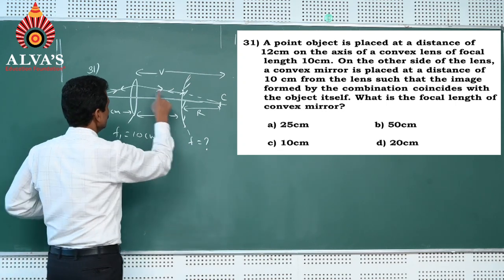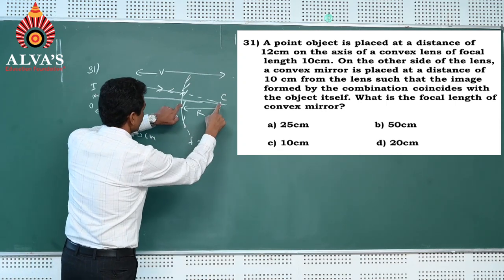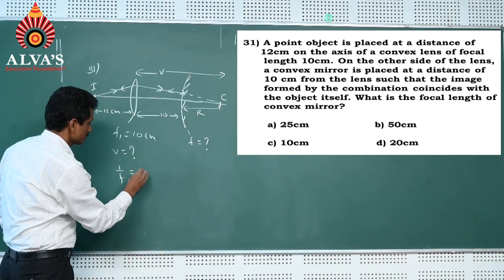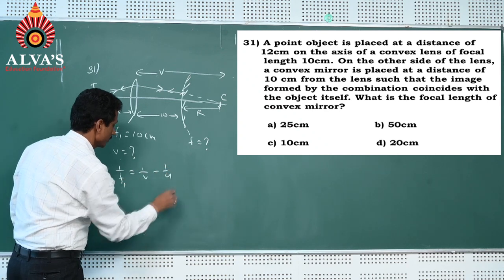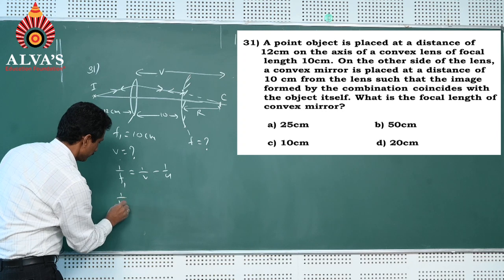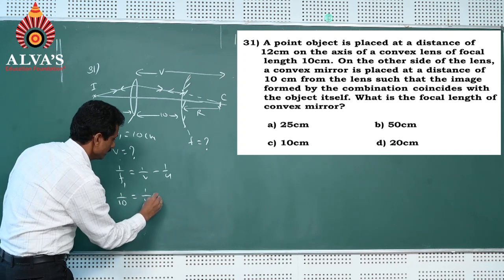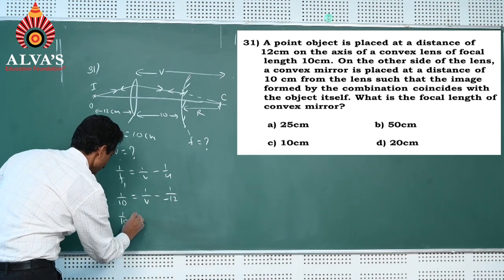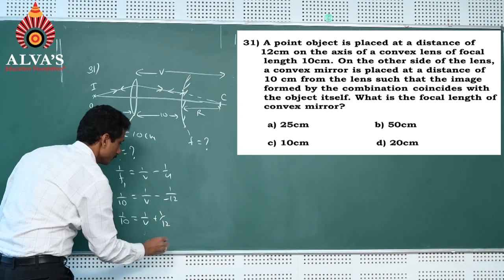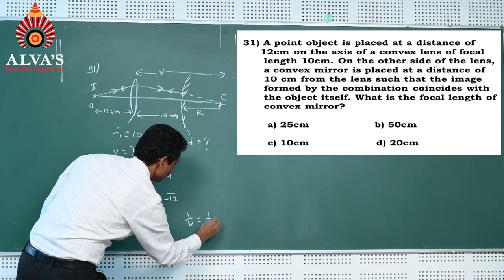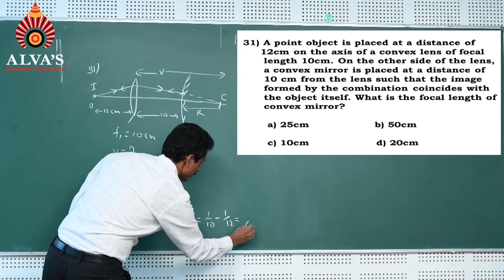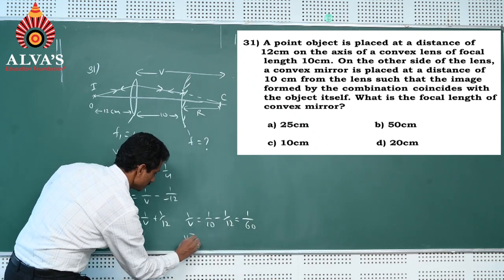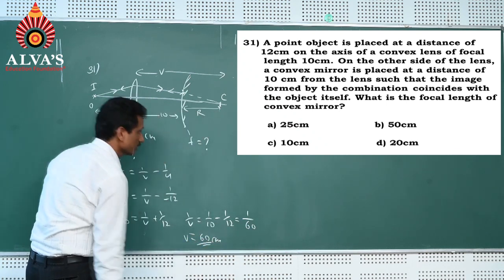Therefore, your aim is to find out v so that you can find out r, then you can find out the focal length. 1 by f for the lens is 1 by v minus 1 by u. 1 by 10 is positive, 1 by v minus 1 by minus 12. Therefore, 1 by 10 equals 1 by v plus 1 by 12. 1 by v is equal to 1 by 10 minus 1 by 12. Common factor 60. Here 6 minus 5 is 1. That is, v is equal to 60 centimeter.